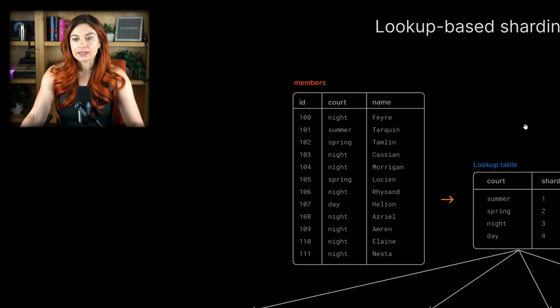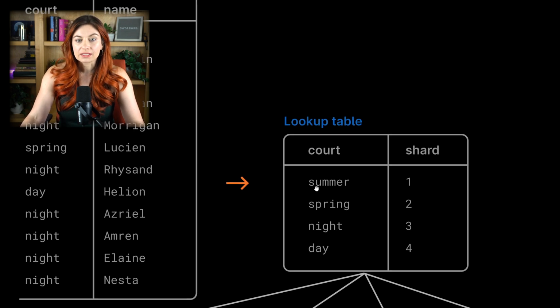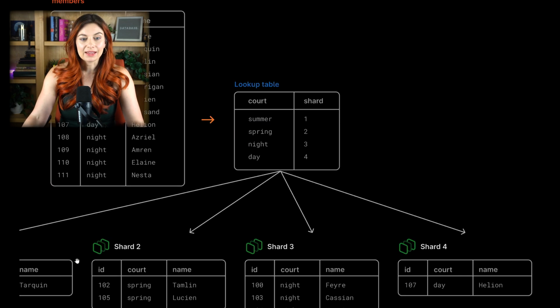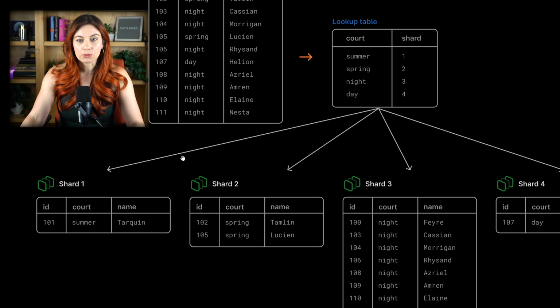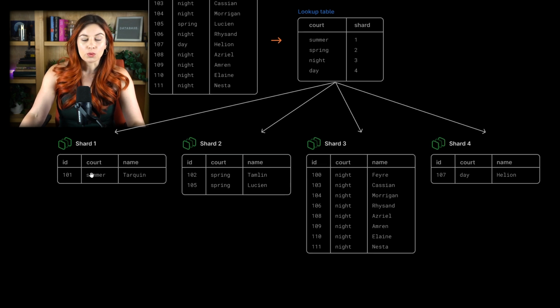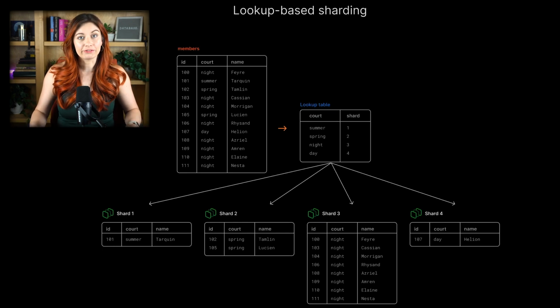So over here, we have this lookup table where we are assigning each court to a particular shard. And then the distribution of data will end up looking something like this for this example. So shard 1 has everyone from the summer court, shard 2 the spring court, shard 3 night court, and shard 4 the day court. Now this can be a great option if you have very specific criteria for sharding a table. It also makes it pretty simple to add new courts to this table.